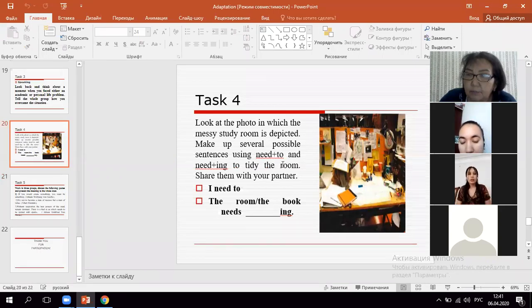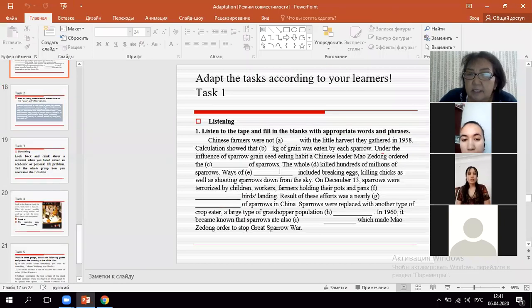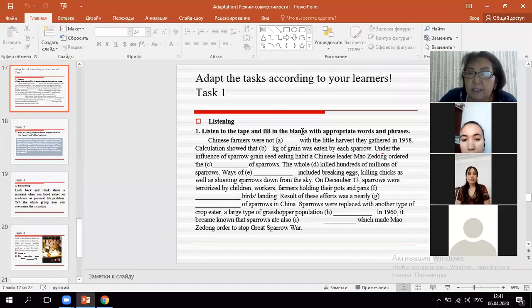The first task is listening. You may not like a listening task, for example, just filling in the blanks. Not filling in the blanks, but maybe according to this listening text, you should develop their speaking skills or writing skills, or creating something. Maybe you don't like this task, filling in the blanks with appropriate words.